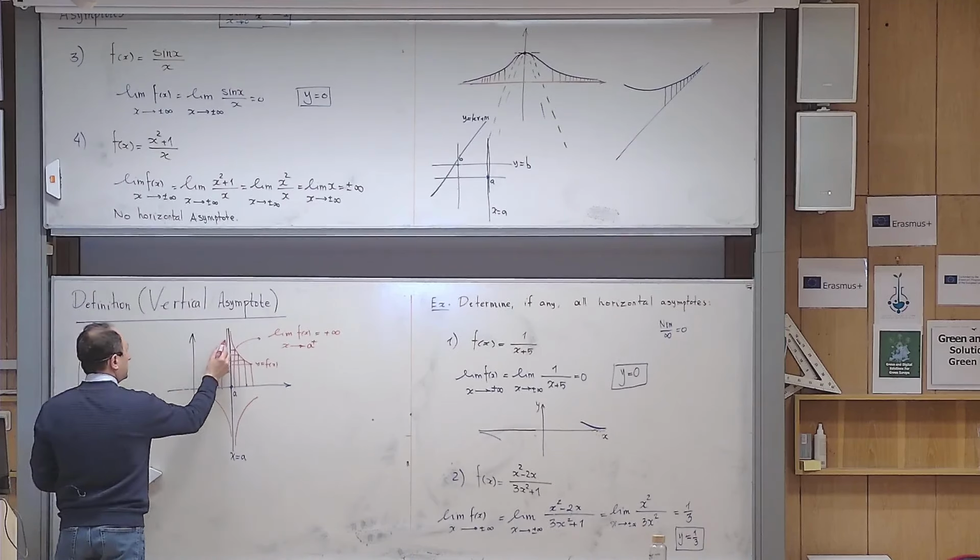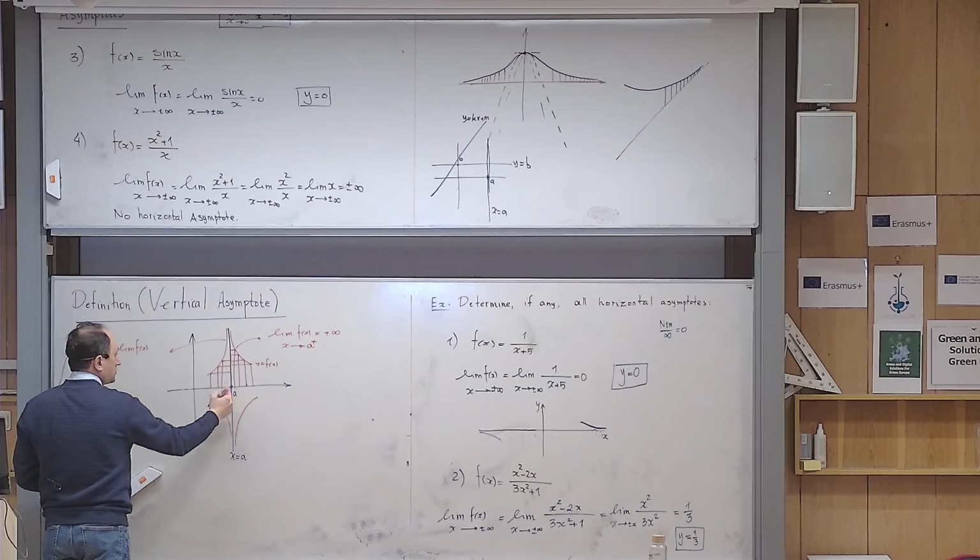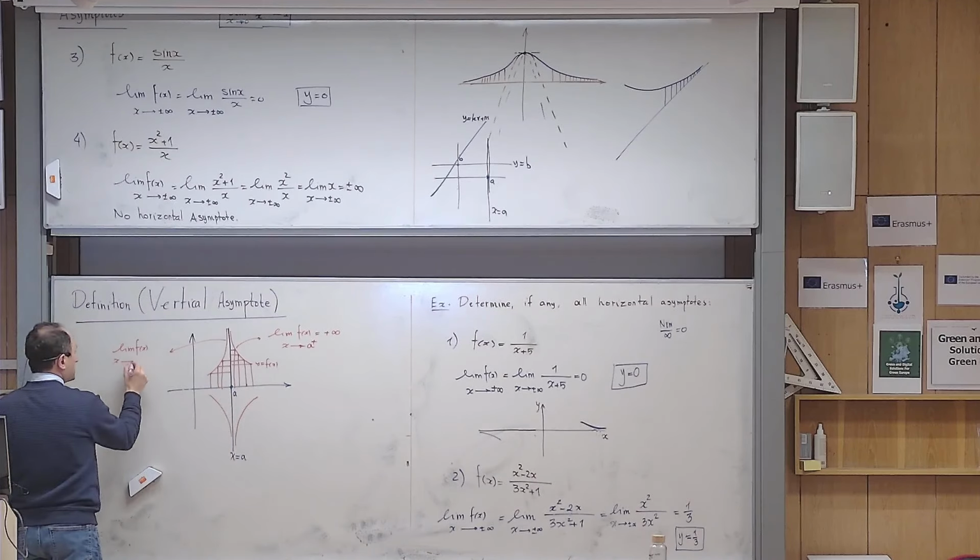Okay, similarly, what is this one? This is the limit of the function as x becomes closer and closer to A, but from the left side. For the left side, you put a negative on top.